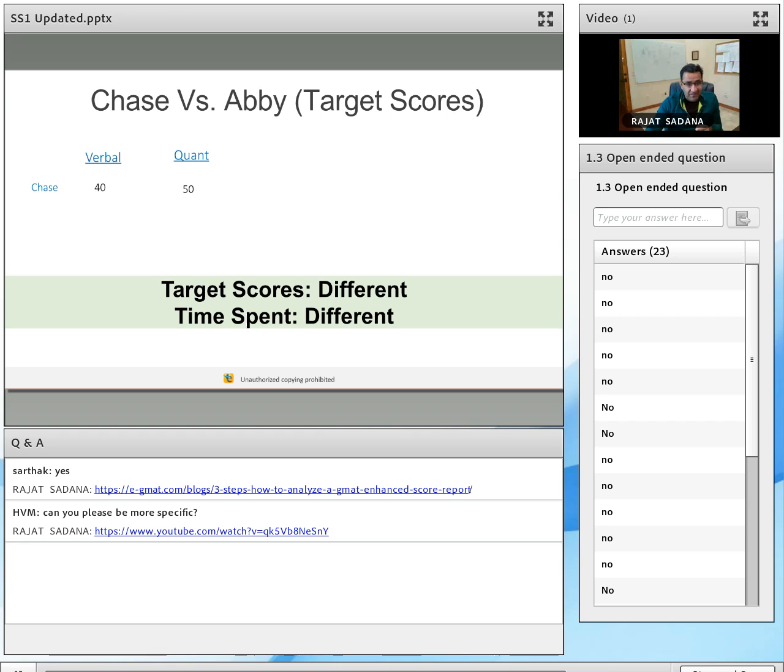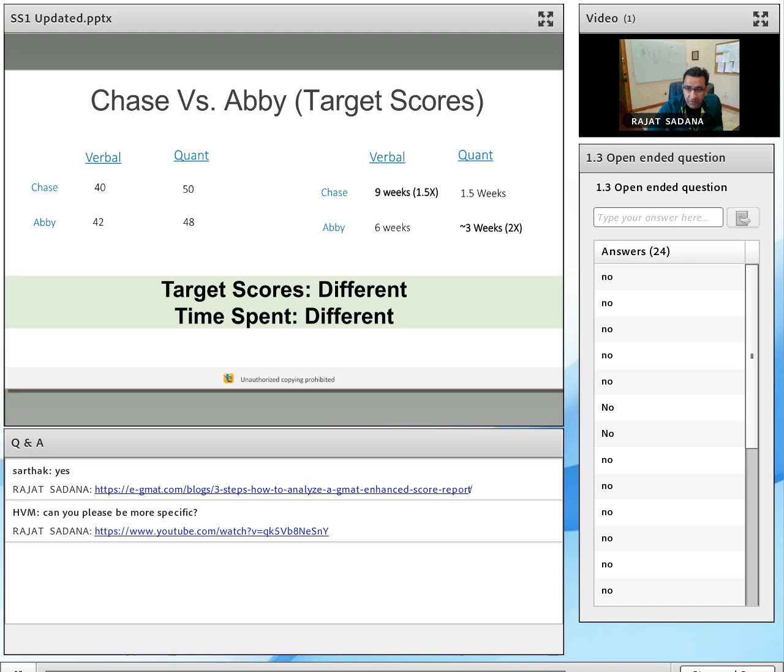For Chase, he's aiming for a score of Q50 and V40. Abby is aiming for a score of Q48 and V42. A Q48 is very different from a Q50. A V42 similarly is different from a V40. Now, if you focus on the amount of time they're spending, Chase is going to spend 9 weeks on verbal, whereas Abby is going to only spend 6 weeks.